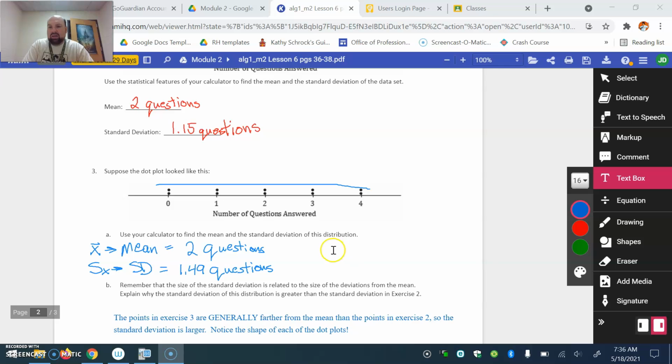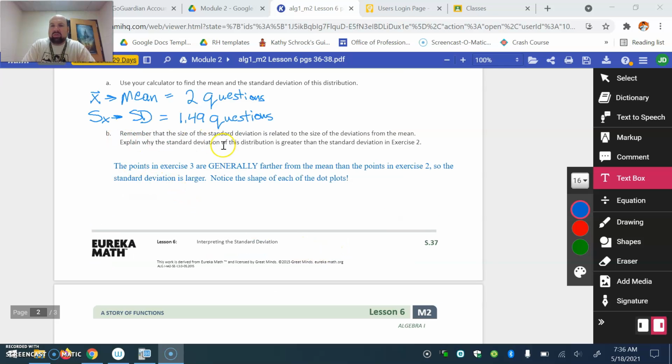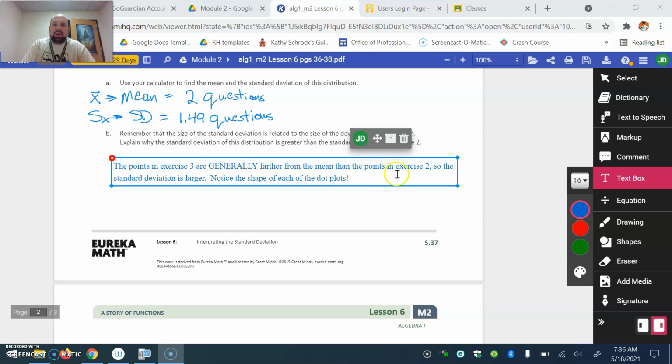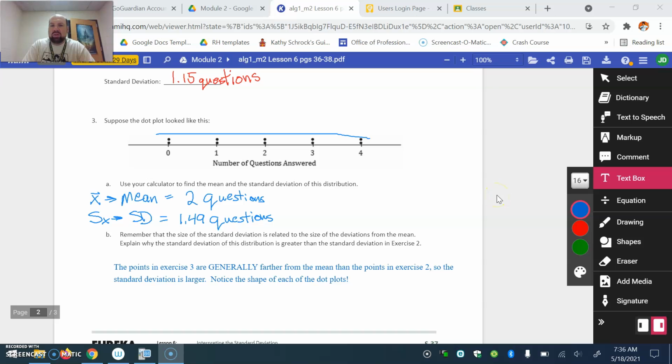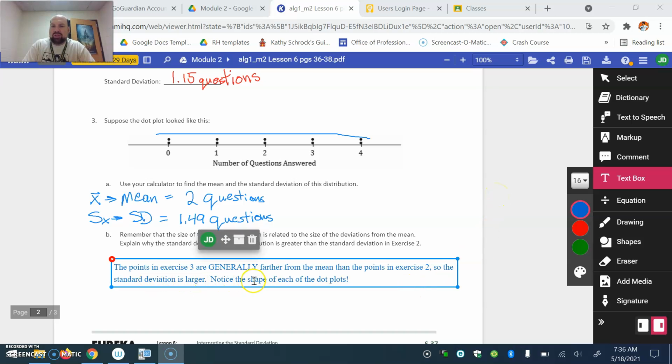And here's why. So when we look and answer this question from B, and try to understand why there is a difference in the standard deviation, the points in exercise 3 are generally farther from the mean than the points in exercise 2. So the standard deviation is larger.